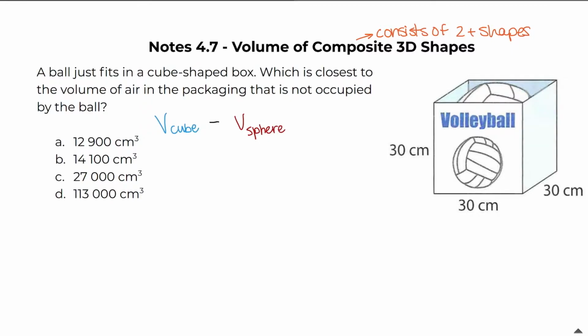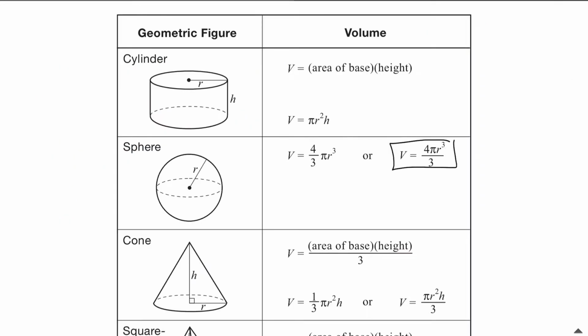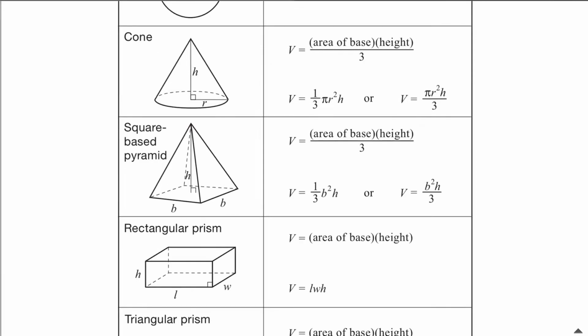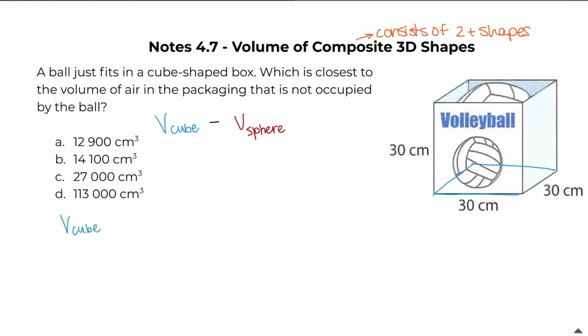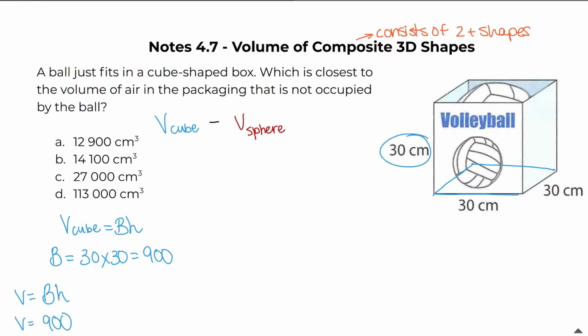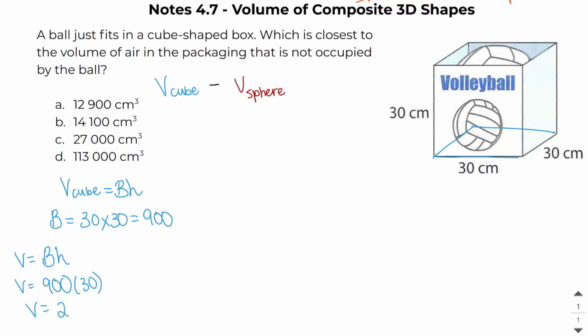So let's go ahead and find the volume of the cube first. Just a reminder that a cube is pretty much a rectangular prism where all the sides are equal. So we're just going to find the area of the base and multiply that by the height, where the base right here is a square. The area of the base is 30 times 30, which is 900. Then we multiply the area of the base, 900, times the height, which is still 30. When we multiply that all together, we get 27,000 cubic centimeters.